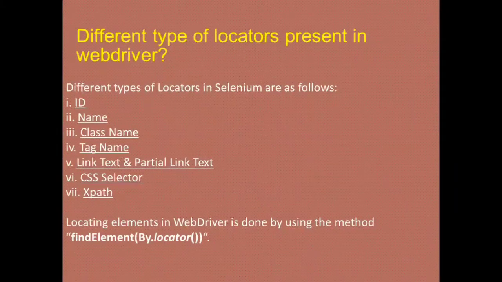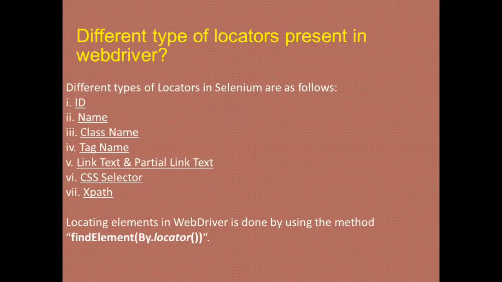So the second question: different types of locators. What are the different types of locators present in WebDriver? The answer is, the different types of locators in Selenium are as follows. First is ID, second is name, third is class name, fourth is tag name, fifth is link text and partial link text, sixth is CSS selector, and the seventh, famous one, is XPath.